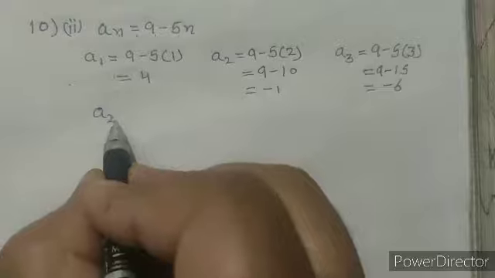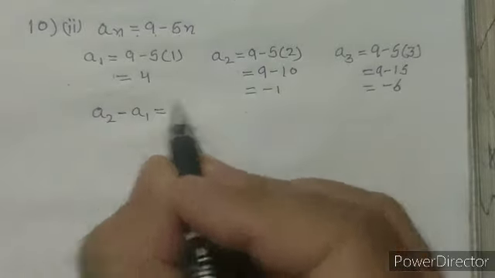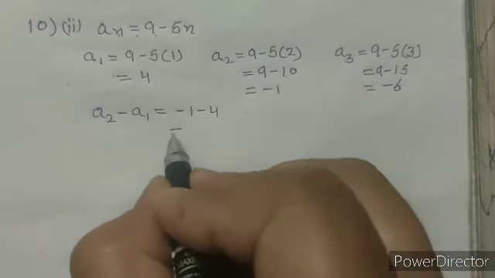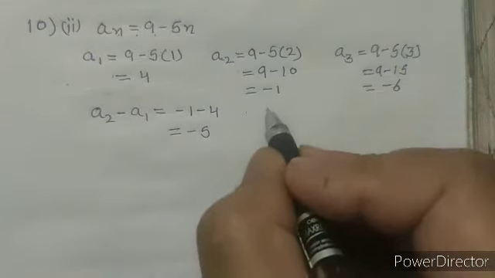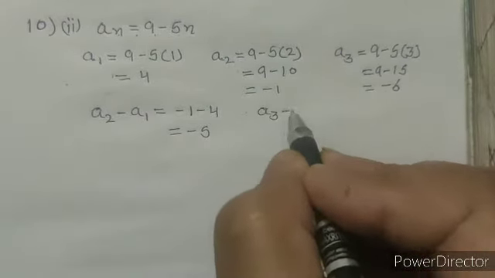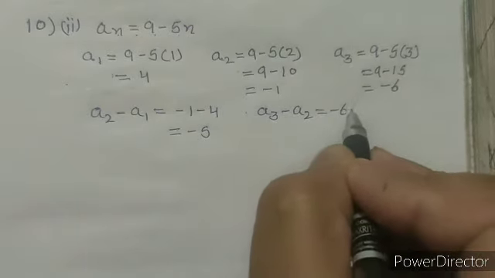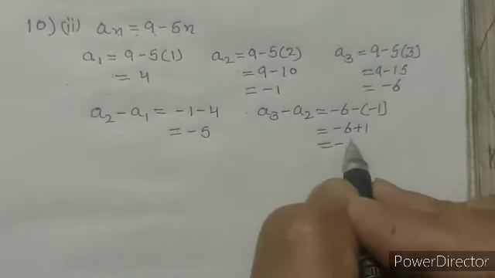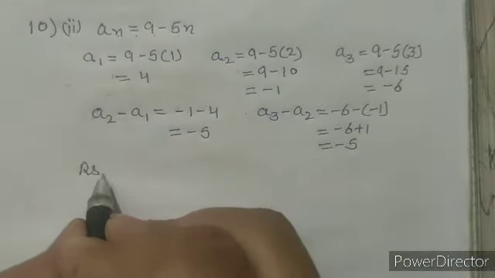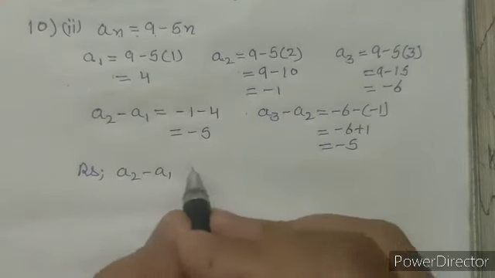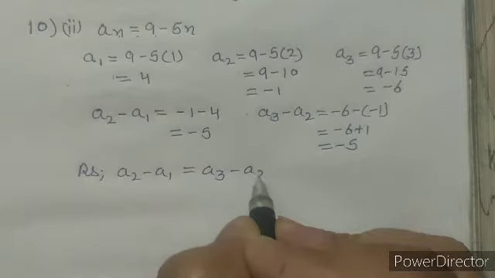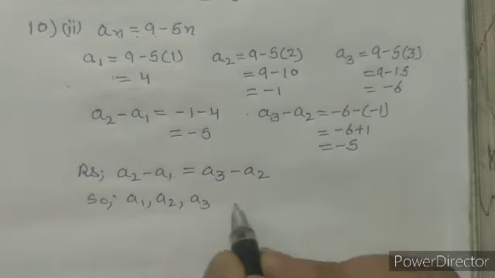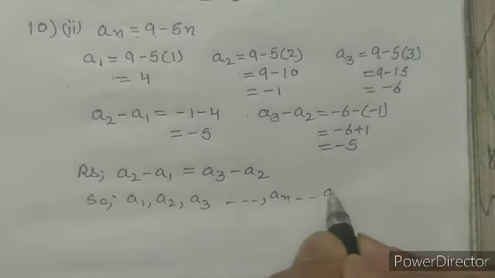Now we have to prove that these a1, a2, a3 are in AP. For that we will find out the difference between consecutive terms. a2 minus a1 will give us minus 1 minus 4 and that is equal to minus 5. Similarly a3 minus a2 will be equal to minus 6 minus minus 1 and that will be again equal to minus 5. As here a2 minus a1 is equal to a3 minus a2, so these a1, a2, a3 are in AP.